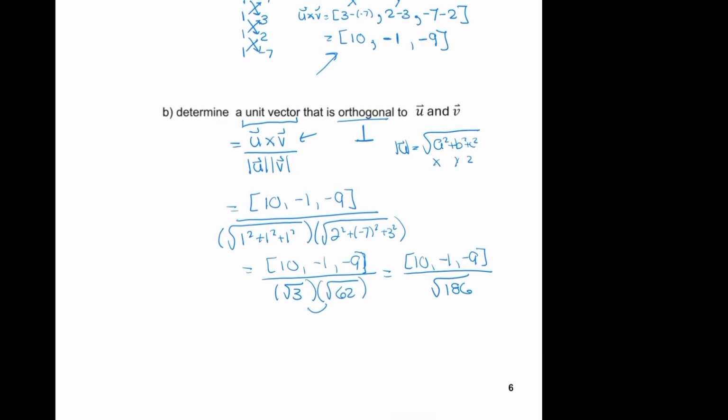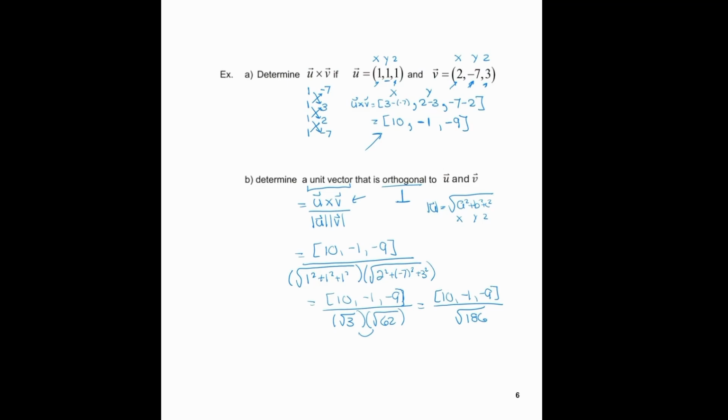Now, we're not quite done there because we need to know a unit vector that's orthogonal, so we need to break this up into its actual components. So it will be 10 over root 186, negative 1 over root 186, and negative 9 over root 186.